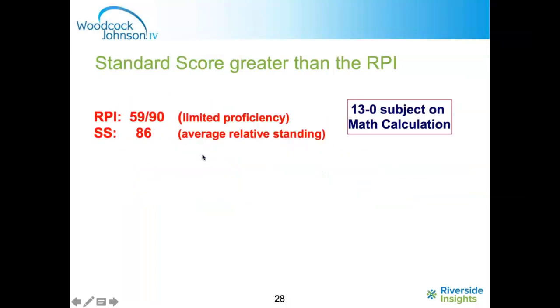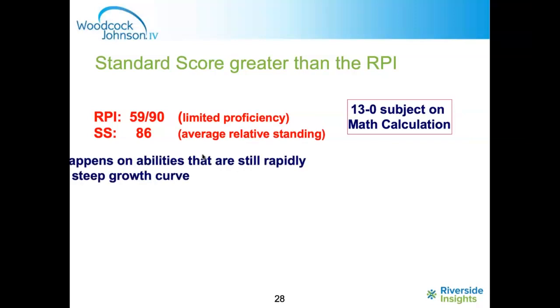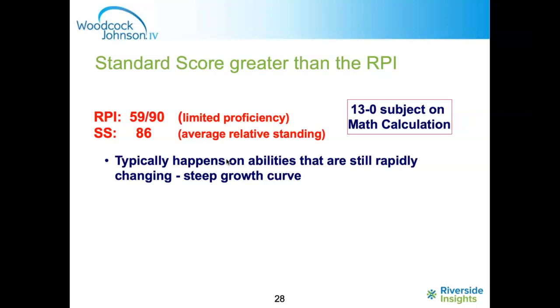On this one, we want to look at where the standard score is greater than the RPI, for example, with math calculation. Here's an example where the standard score is 86, which is on the edge, but if you're going to use standard deviations to define average, an 86 would fall within those limits. Whereas the RPI, a 59/90, we consider that limited proficiency.